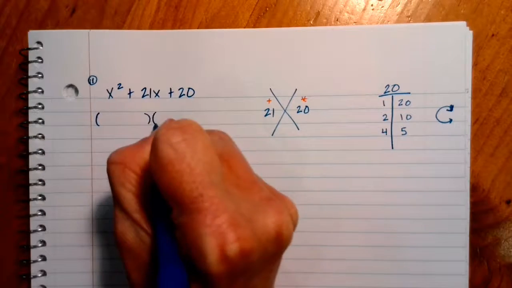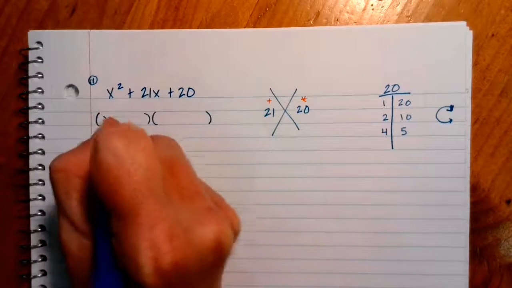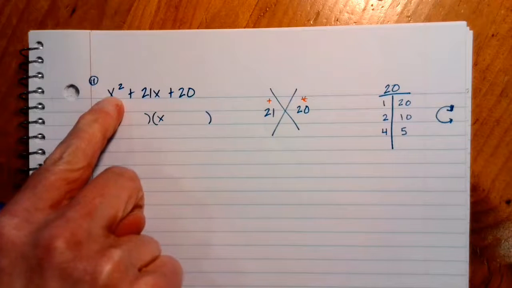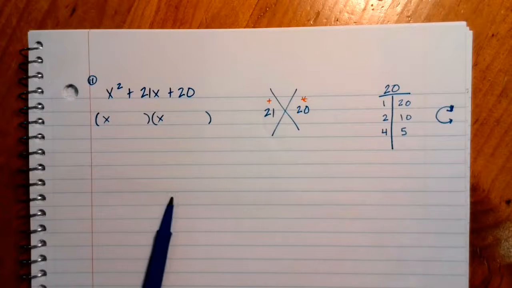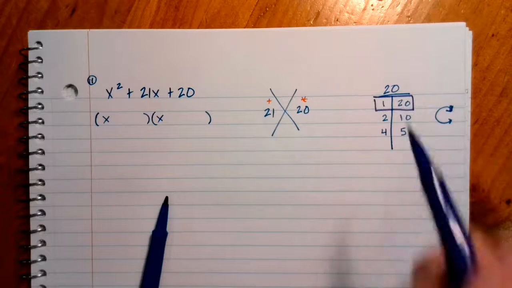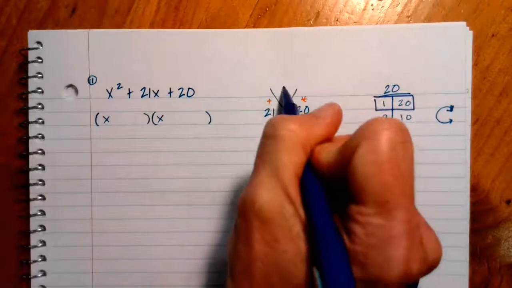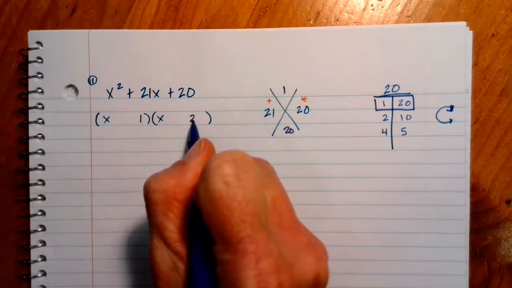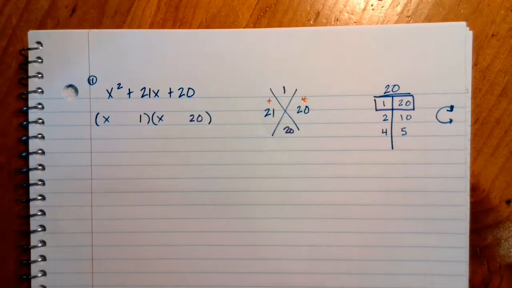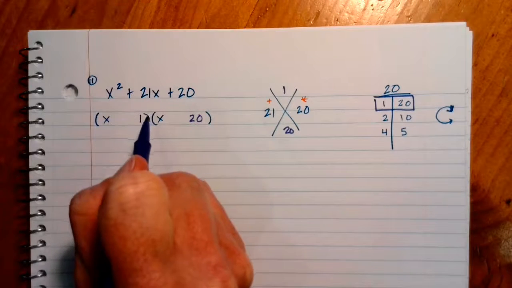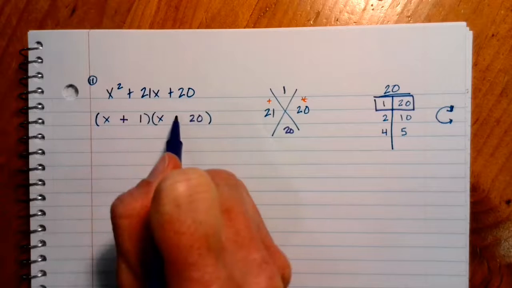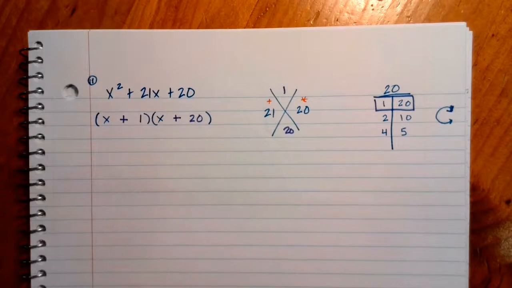So I'll start off by drawing my parentheses. I'll split my x's, one here and one here, because x times x is x squared. The numbers that I saw that made sense to give me that sum were 1 and 20. So I know that 1 and 20 complete my number puzzle. I'll go ahead and look at my signs, and I know that my product is positive, so my signs match. And I know that my sum is positive, so they're both positive. You're done.